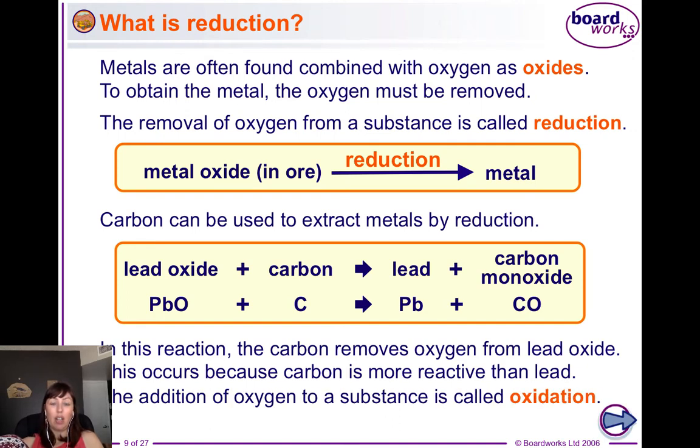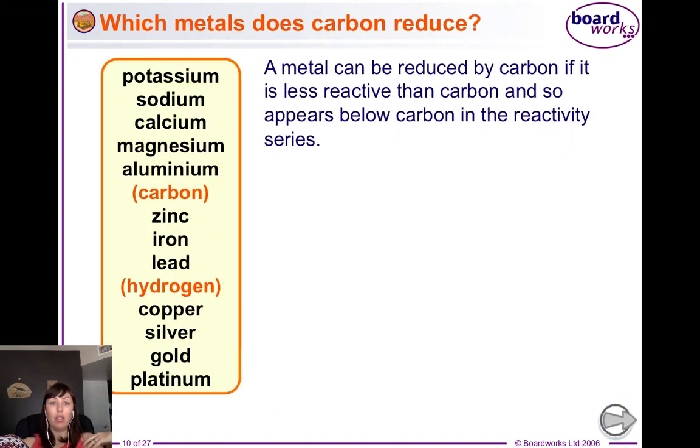Okay, so the addition of oxygen to a substance is called oxidation. So carbon has been oxidized in this reaction. And that's why it's important to memorize the reactivity series, because you will be required to look at an equation and know what is more reactive. That way you can tell whether a metal needs to be removed through electrolysis or through reduction. Okay, so which metals does carbon reduce?